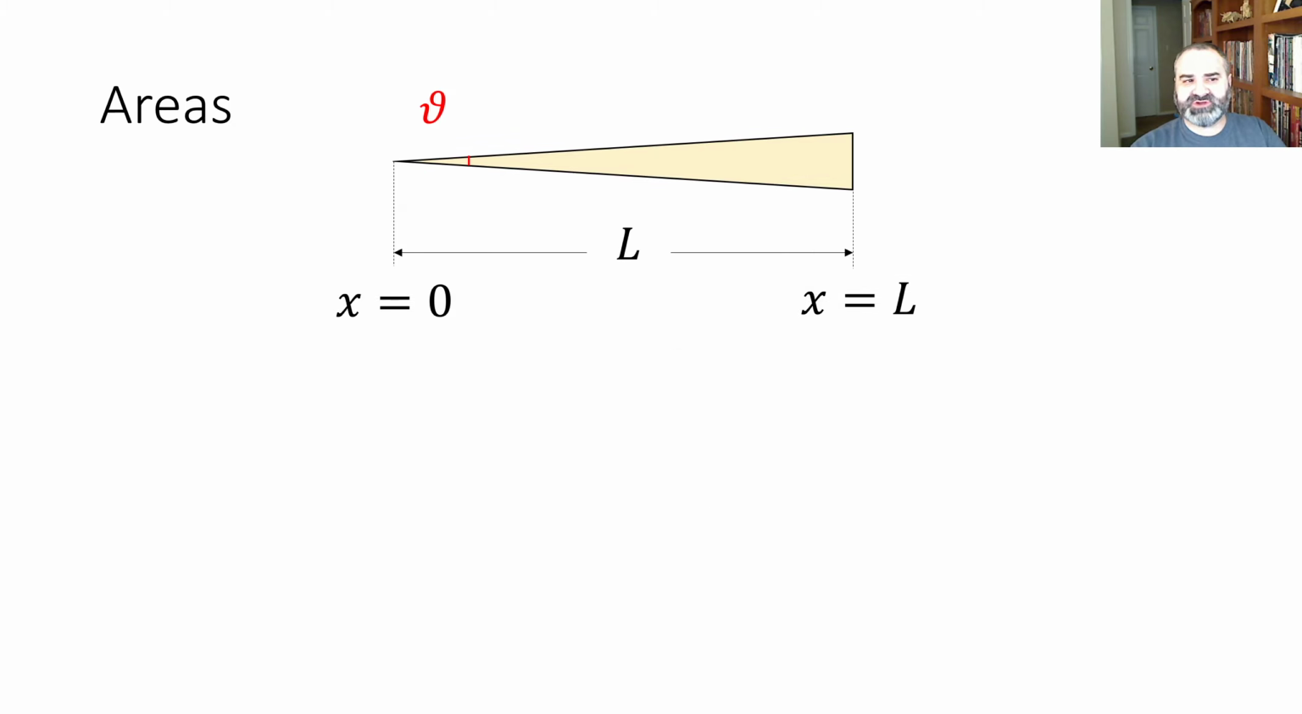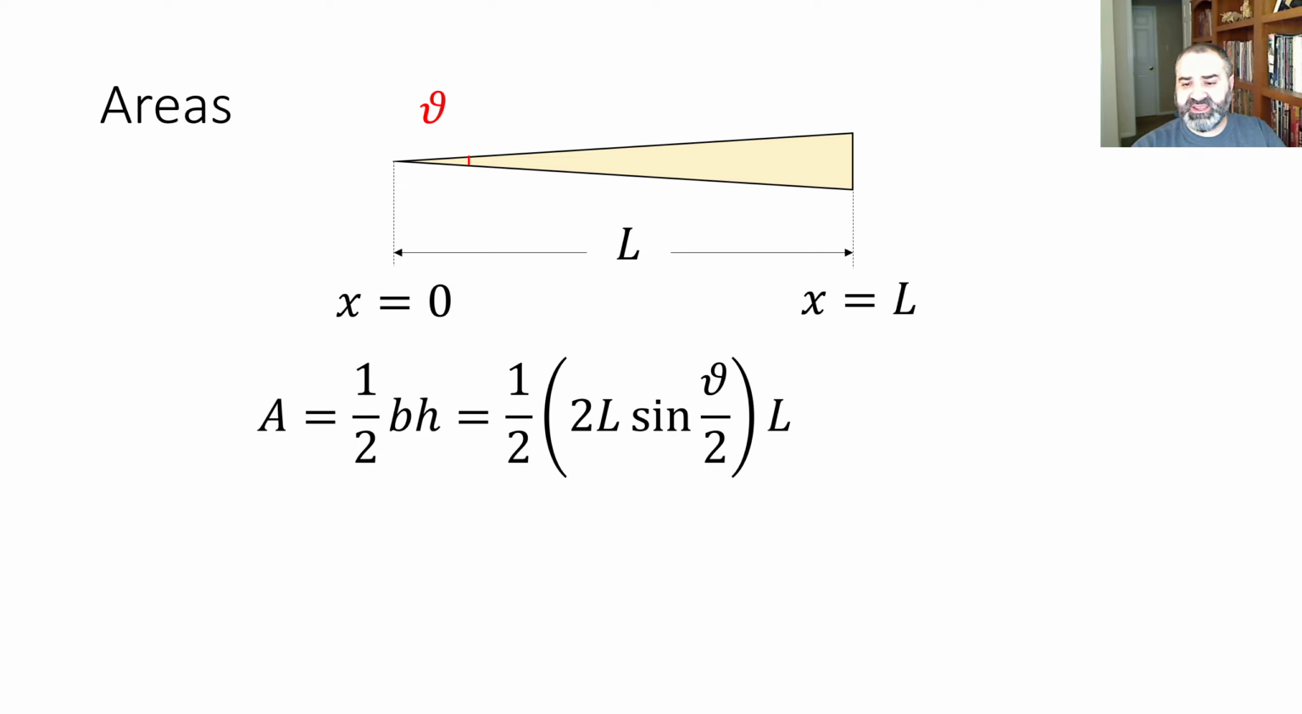The area of the whole triangle is, like any triangle, 1/2 base times height. The height of the triangle is pretty obvious, L. Now, this is an isosceles triangle, so I can drop a vertical and get half of the base is L sine of half of theta. So my base is twice L sine theta over 2. So 1/2 base times height looks like this. Now, if I replace sine of theta over 2 by theta over 2, we get a whole lot of canceling, and we find that the area is 1/2 L squared theta.